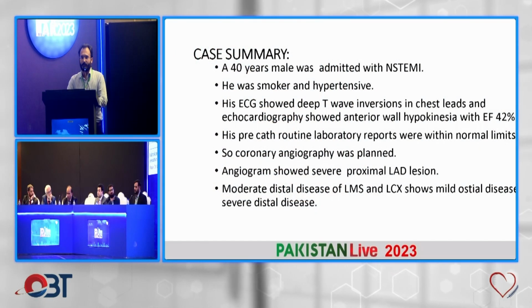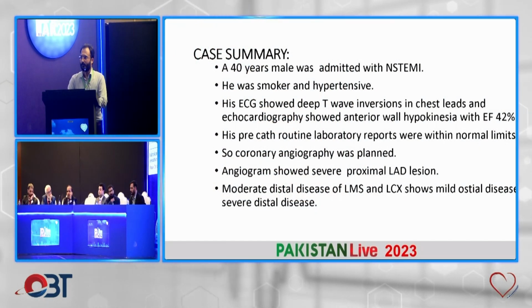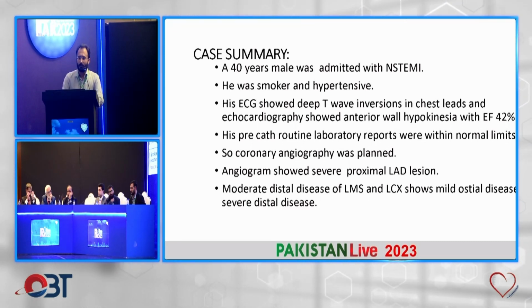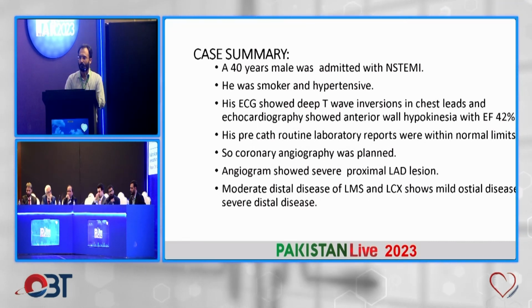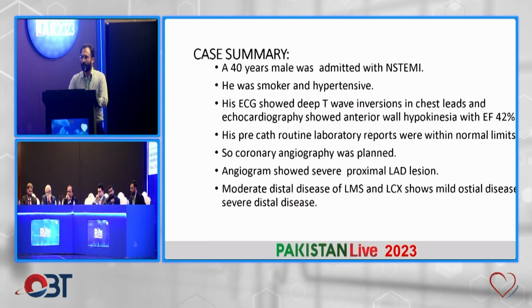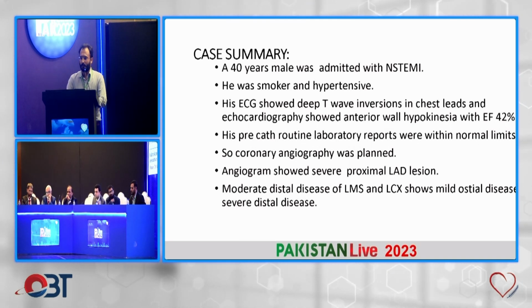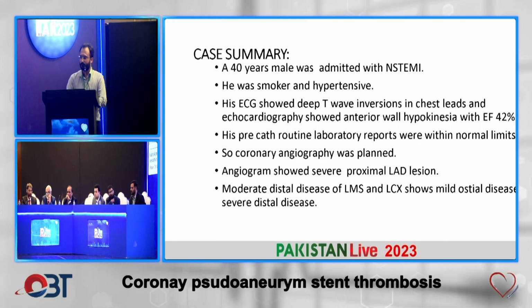So my case is a 40 years old male that was admitted with non-ST elevation MI. He was a smoker and hypertensive. His ECG showed deep T-wave inversions in chest leads, and the echocardiogram showed anterior wall hypokinesia with ejection fraction of 42%. His pre-cath lab reports were within normal limits. So on the basis of these findings, we planned to perform coronary angiogram of the patient.